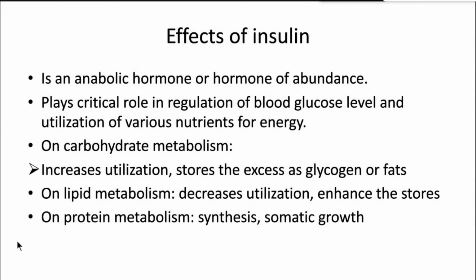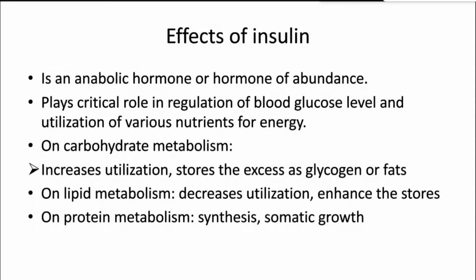Insulin increases utilization of carbohydrates. When there is good availability of carbohydrates, they will be prioritized and utilized. And if there is excess that cannot be utilized by the cells, it will be stored. And mostly the storage form will be the glycogen in the liver and in the muscles mainly.